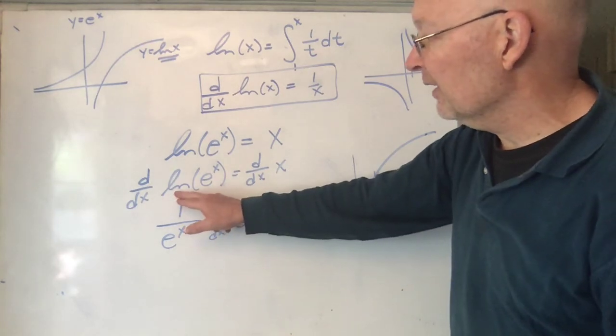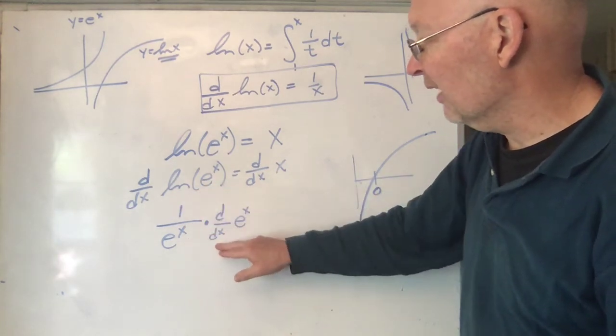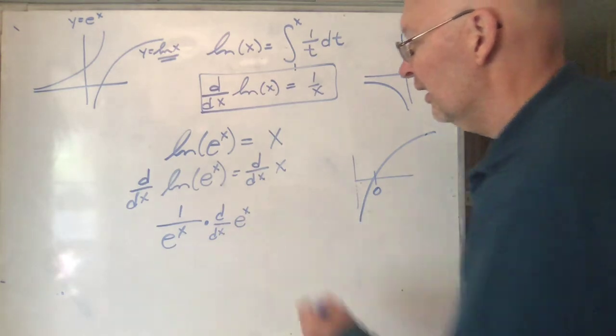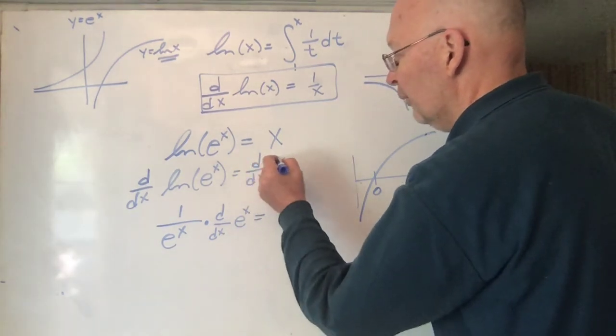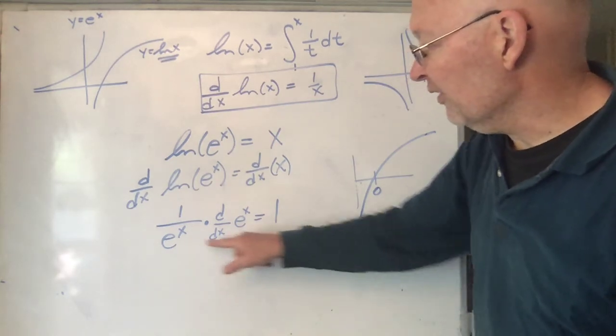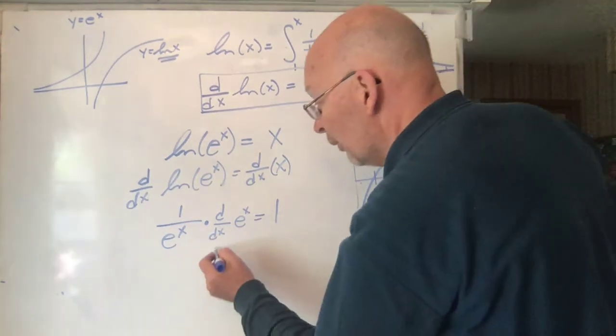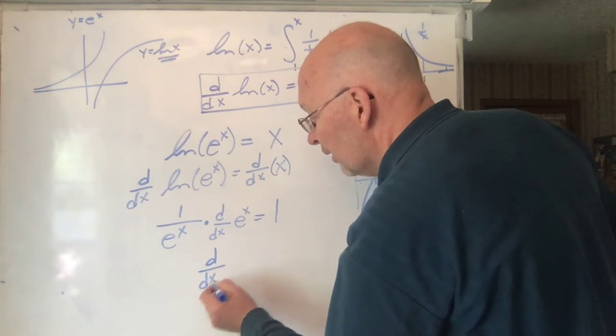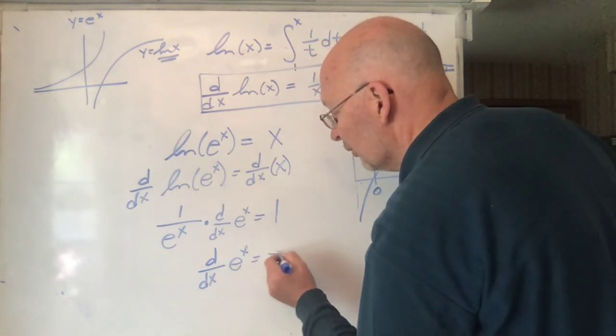Okay, so the derivative of the ln of anything is 1 over that thing times the derivative of the inside, is equal to the derivative of this side. Well, the derivative of x is just 1. And now we can solve for this by multiplying through by e to the x. Look what we get. The derivative of e to the x is equal to e to the x.